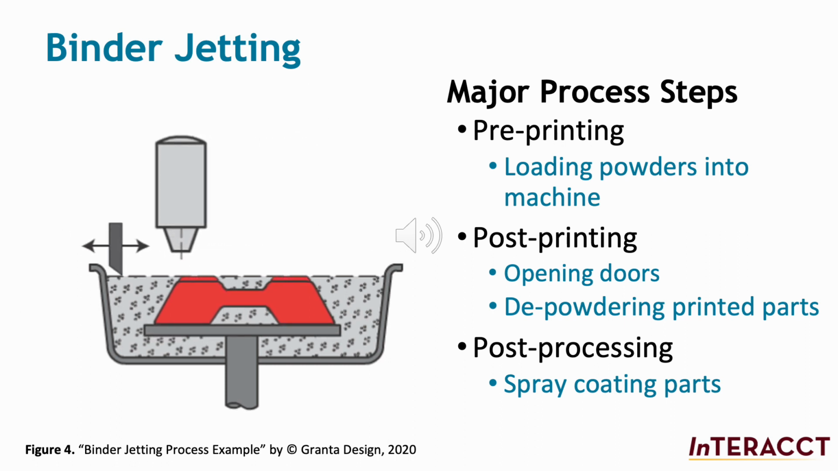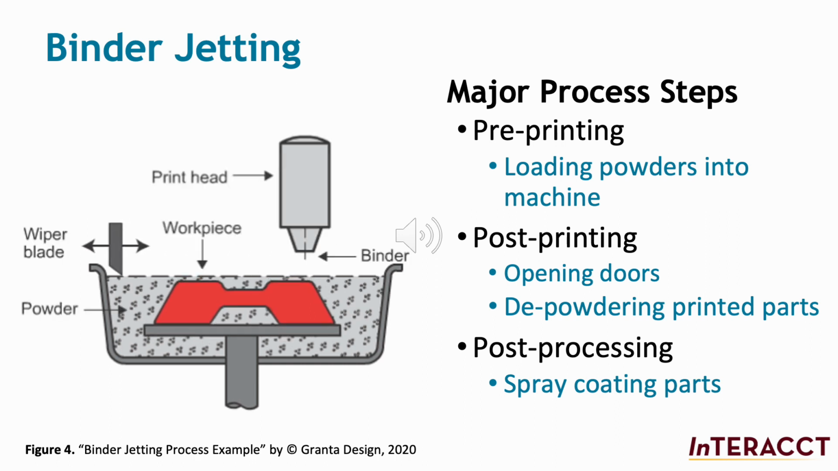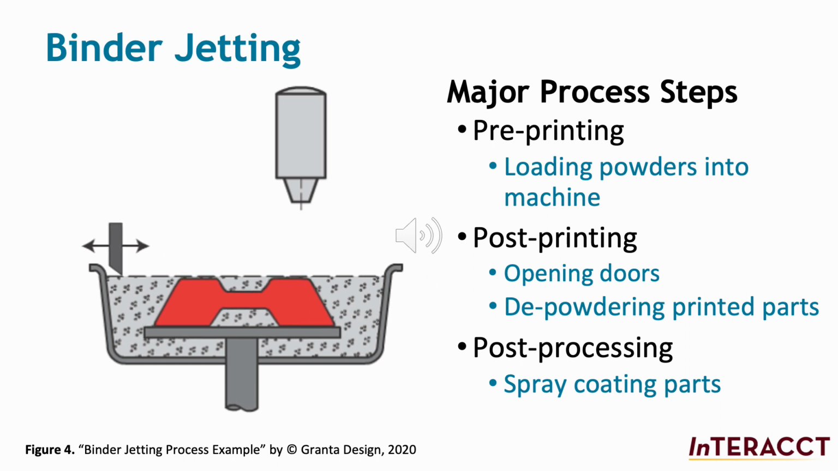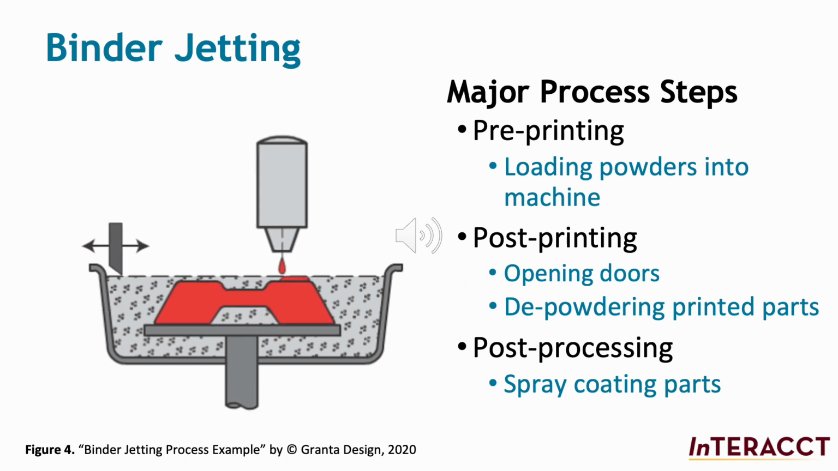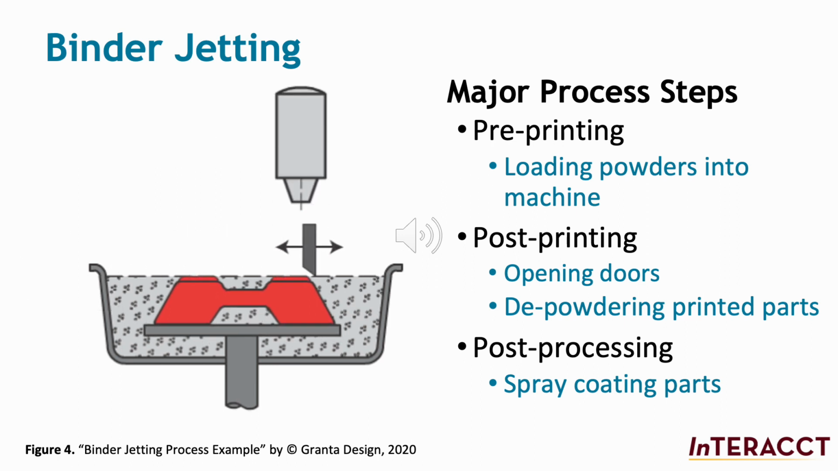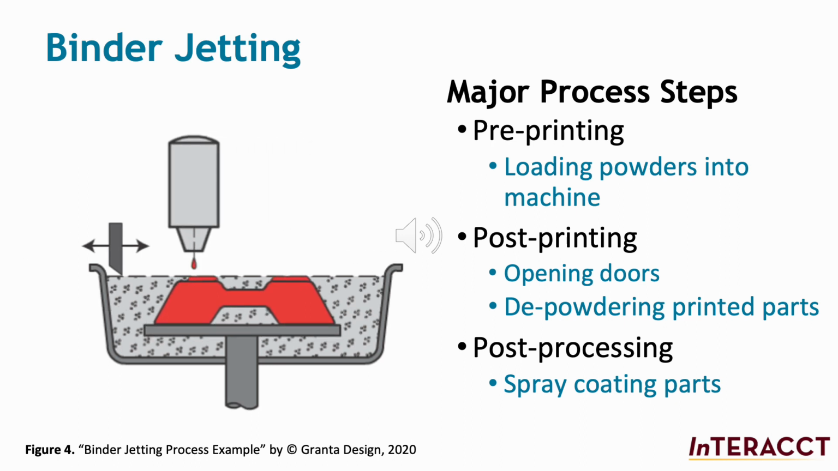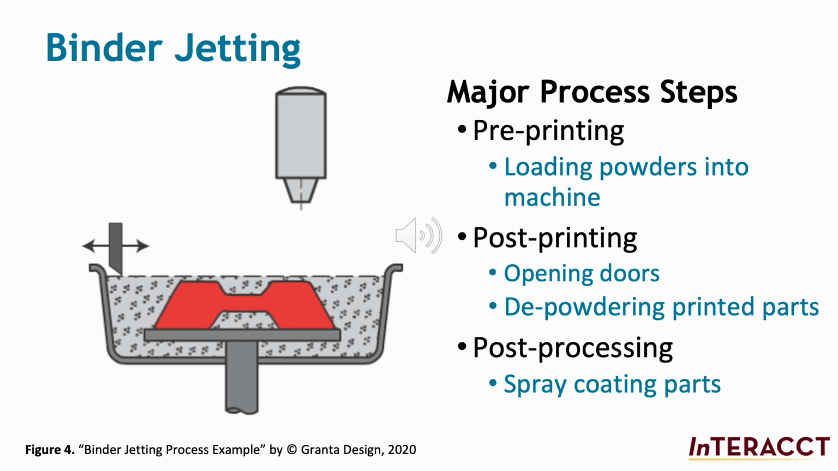This produces a green part, the part made of powder fused together with binder, submerged in a bed of unfused powder. This is an important feature of the method because it doesn't require any support materials to be integrated into the design, which is necessary for some other methods.